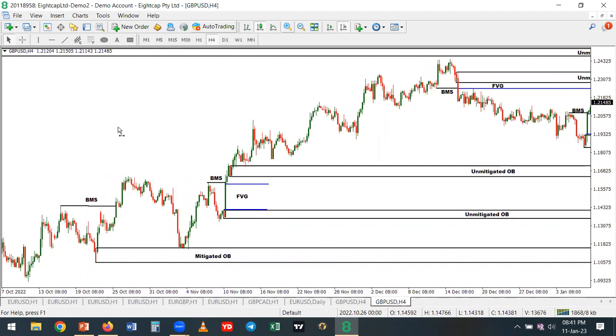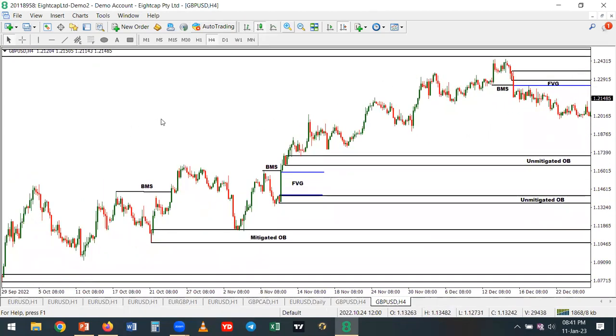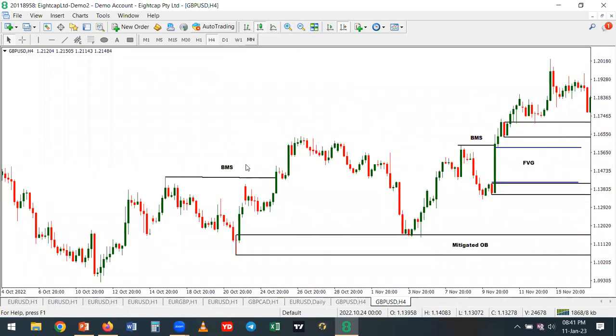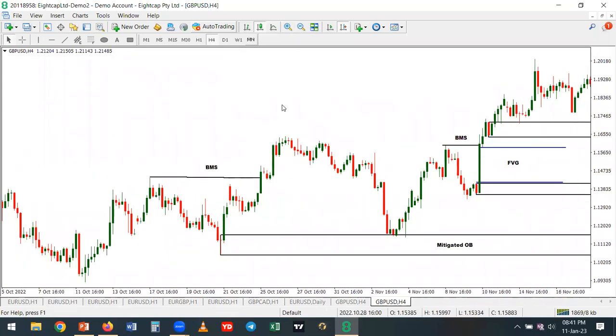Okay, now let's see here. I'm going to zoom out a bit. Here we have, or we had rather, an FVG. There's an FVG between here and here. A fair value gap was created between here and here. Now this FVG, the last candlestick before the FVG here is your order block, which is this. All right, that's the order block.